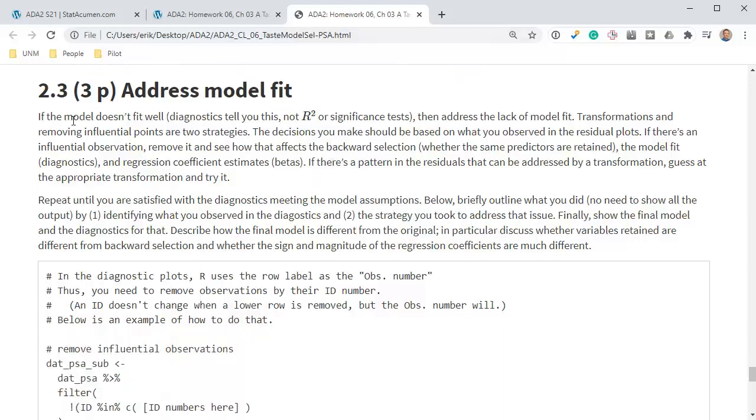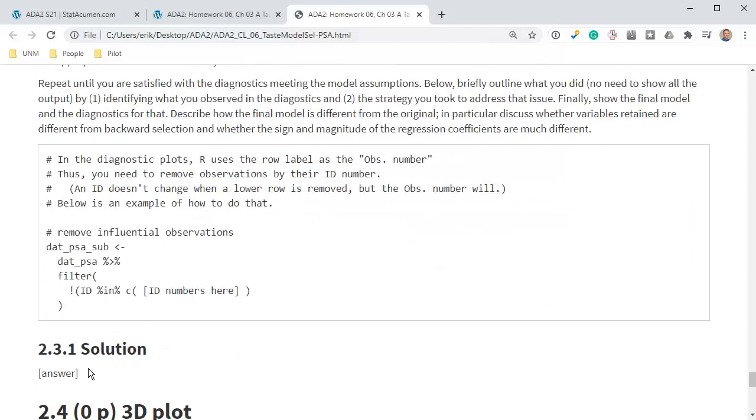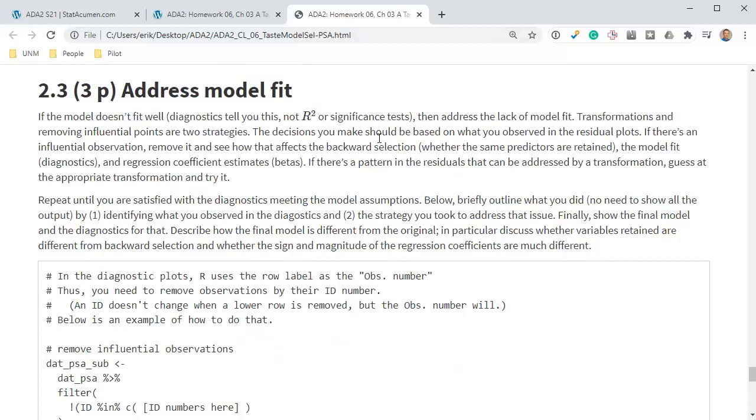All right, if the model doesn't fit well, then address the model lack of fit. So we've done all of this previously, and you need to document somewhere in a reasonable place the choices that you made. So go ahead and read all this. There is a solution here. This is probably the best place to document the decisions you made for addressing model fit.